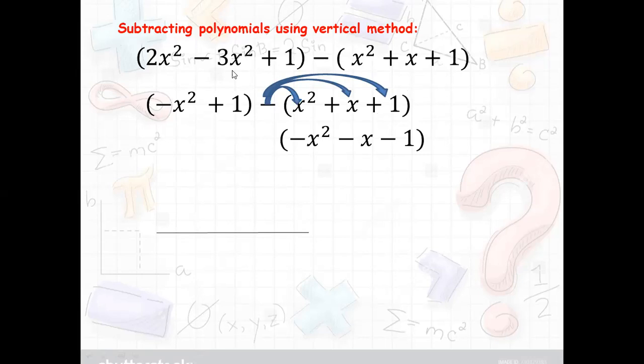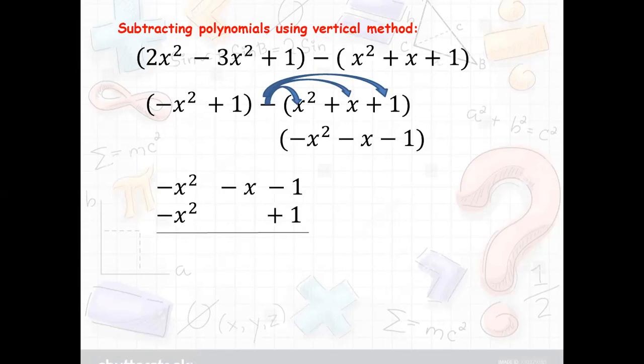Okay, now as you can see, you have two like terms, 2x squared minus 3x squared. So we can simplify them, right? So 2 minus 3 will give you minus 1. So we don't write the minus 1, we write it as minus x squared. Let's write the question now.